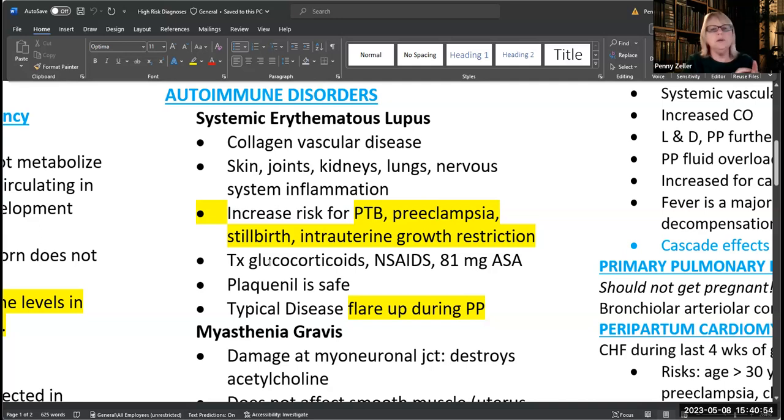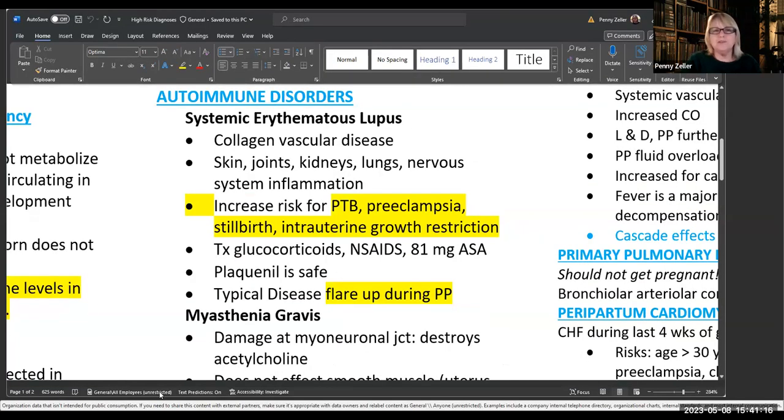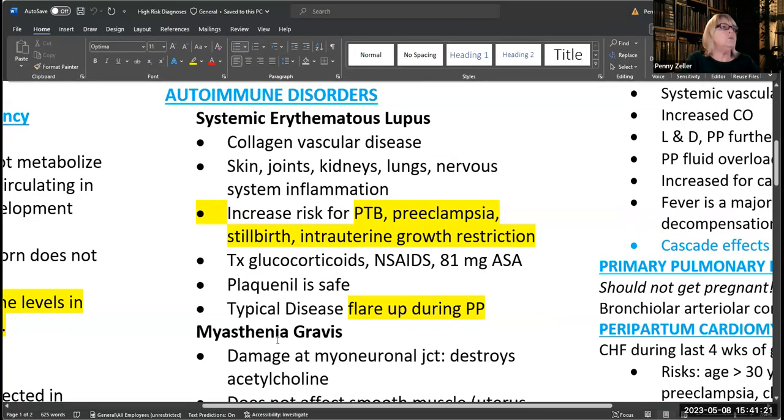We treat autoimmune diseases with steroids across the board. Steroids are the best way to treat them, because they shut down the immune system. Well, it doesn't shut it down, but it makes it quiet. And during pregnancy, the immune system is already quiet. So these people tend to feel better during pregnancy. They go into more of a remission. Put them on a low dose aspirin. If they still have a lot of aches and pains, we can give them Plaquenil. It's safe during pregnancy.